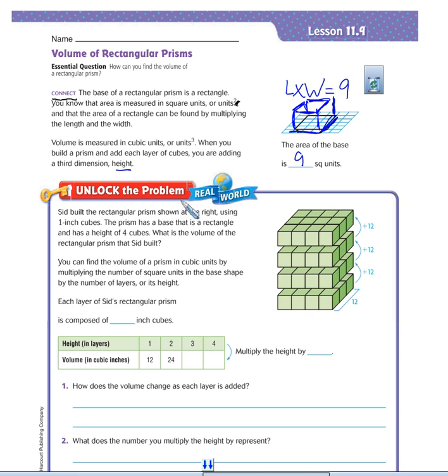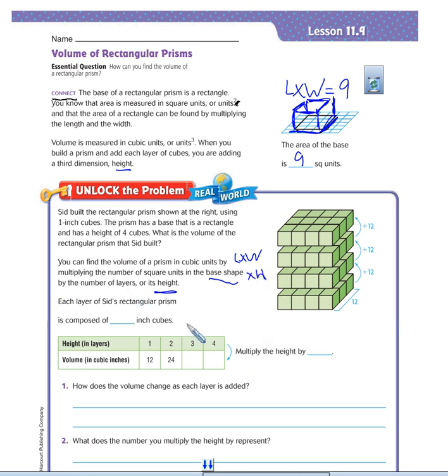Unlock the problem. Sid built the rectangular prism shown at the right using 1-inch cubes. The prism has a base that is a rectangle and has a height of 4 cubes. What is the volume of the rectangular prism that Sid built? You can find the volume of a rectangular prism in cubic units by multiplying the number of square units in the base shape, which is its length times its width, by the number of layers, or its height.